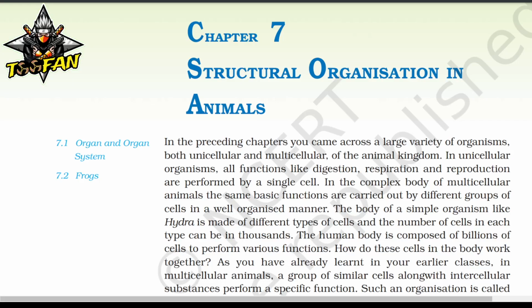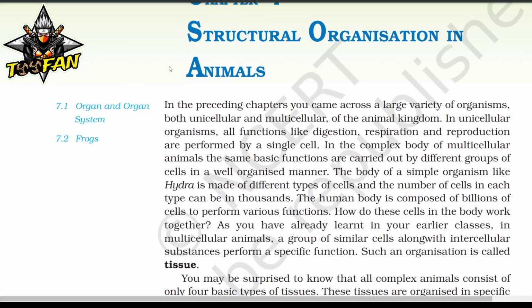Now, Class 11, Chapter 7: Structural Organization in Animals. In the preceding chapters you came across a large variety of organisms, both unicellular and multicellular, of the animal kingdom. In unicellular organisms, all functions like digestion, respiration, and reproduction are performed by a single cell.